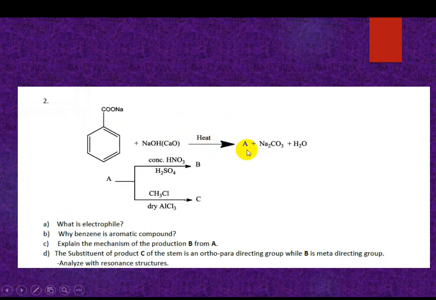Okay, what is the product A? Benzene. Other students, you know it is benzene. Is it correct? Okay, it is benzene, C6H6. If nitration occurs on benzene, compound B is formed. Nitrobenzene is formed. So this is the reaction. We will explain the mechanism of this reaction.